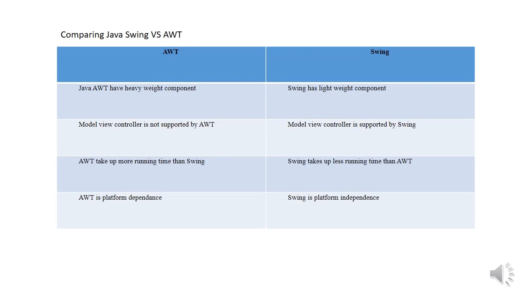AWT provides a basic set of components compared to Swing. It includes common components like button, checkbox, and text field. Swing offers a rich set of components, including advanced components like table, tree, and text components.